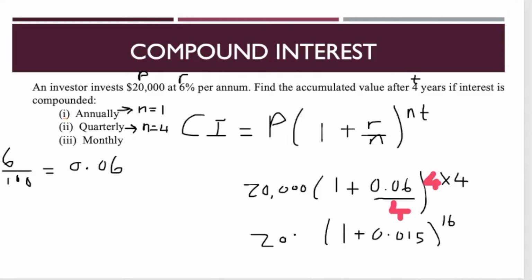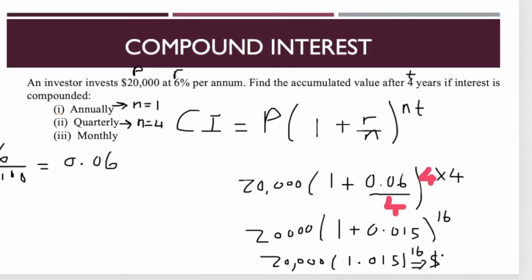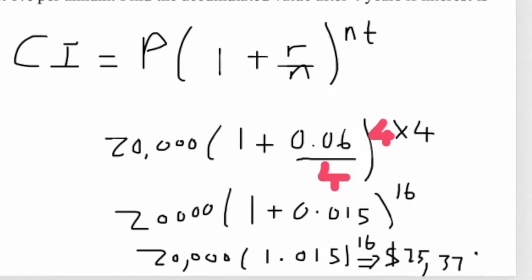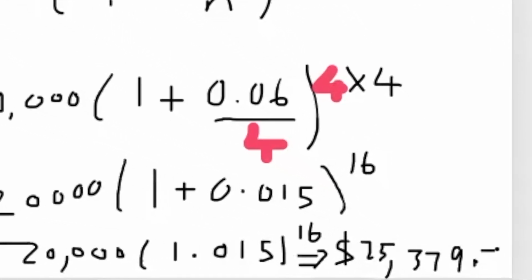And I have my 20,000. Now 1 plus 0.015. So I'll have 20,000, and then this will be 1.015 raised to the 16. So now just to calculate this, I have 20,000 times 1.015 raised to the power 16. And here my answer will be $25,379.71.